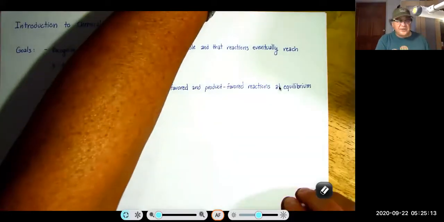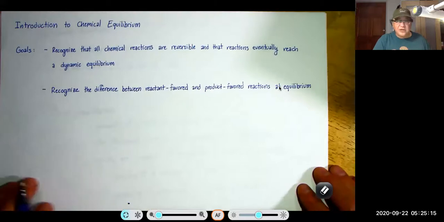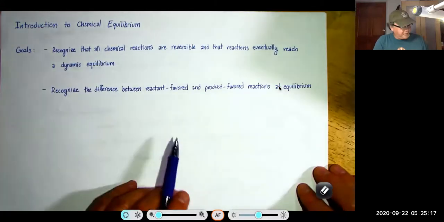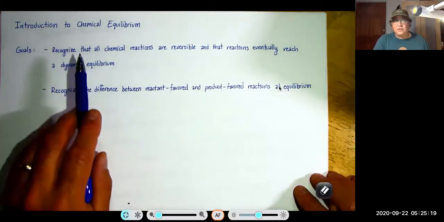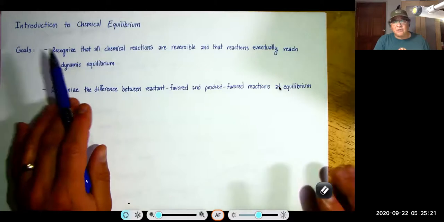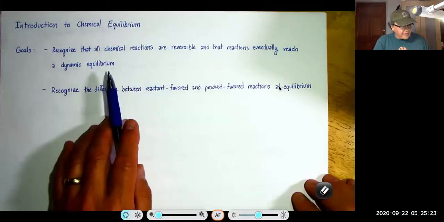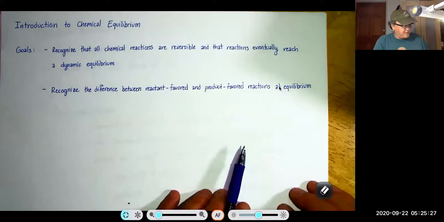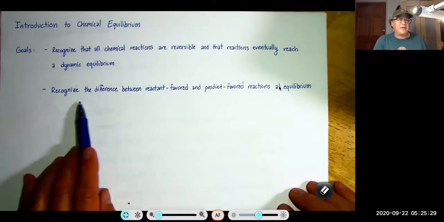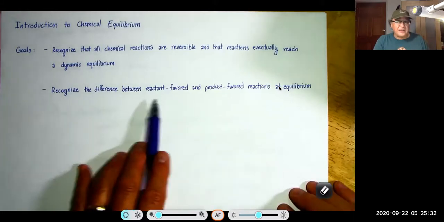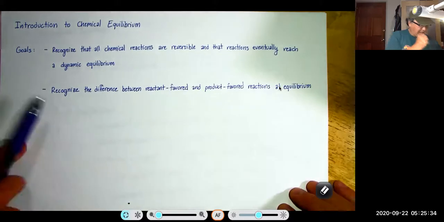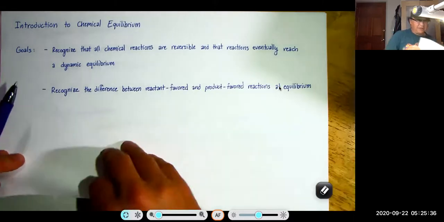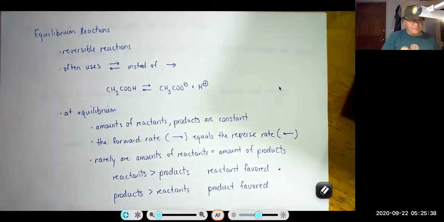Okay, this section is very short. It's an introduction to chemical equilibrium. The goals are to recognize that all chemical reactions are reversible and that reactions eventually reach a dynamic equilibrium. Recognize the difference between reactant-favored and product-favored reactions at equilibrium. So, here we go. Very short section.